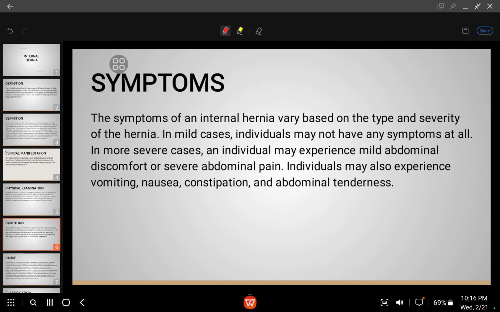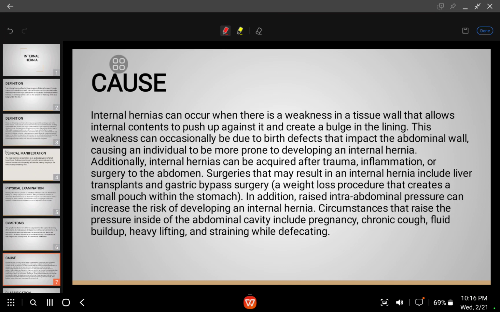In mild cases, usually no symptoms appear. In more severe cases, symptoms could be mild abdominal discomfort or severe abdominal pain, and individuals may also experience vomiting, nausea, constipation and abdominal tenderness. So, what is the cause? Causes can occur when there is a weakness in a tissue wall that allows internal content to push against it and create a bulge in the lining.